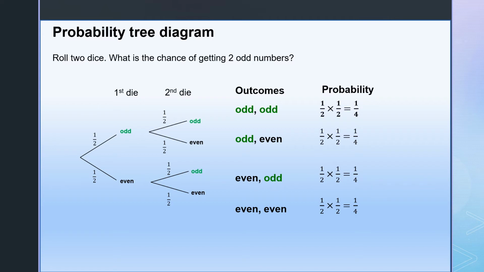So the probability for odd and odd is, the first odd is a half, times the second odd is a half. A half times a half is a quarter. For odd even is also a quarter. So even odd and even even, they're all a quarter. The question asks for the chance of getting 2 odd numbers. That is odd and odd. That is a half times a half. That is a quarter.